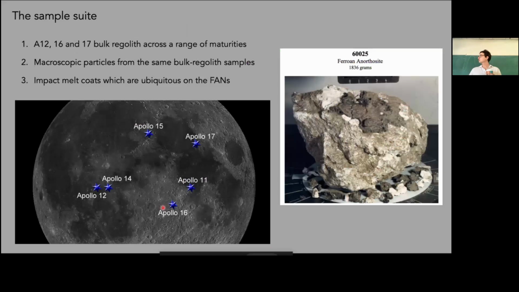All right, so let's get into the sample suite now, and then we'll get into the data finally. In this work, we sampled a variety of regoliths from Apollo 12, 16, and 17. This is bulk regolith across a range of maturities. We also requested the macroscopic particles, that 1 to 2 and 2 to 4 millimeter size fraction material, to represent the in situ protoliths from those bulk regoliths. And we also measured some impact melt coats. This is showing one on the right here. These impact melts are ubiquitous on the fines that we love and hold dear. And we'll look at how all these materials look in space and how it informs our ancient impactor flux.